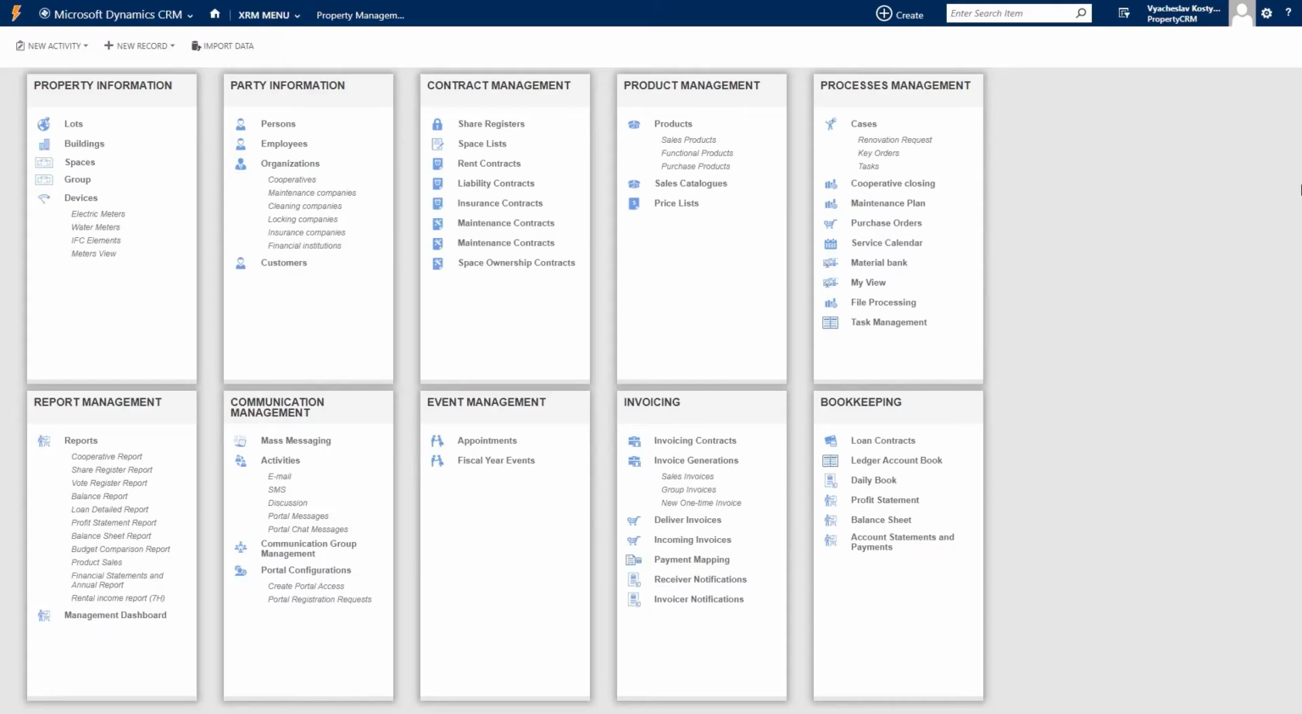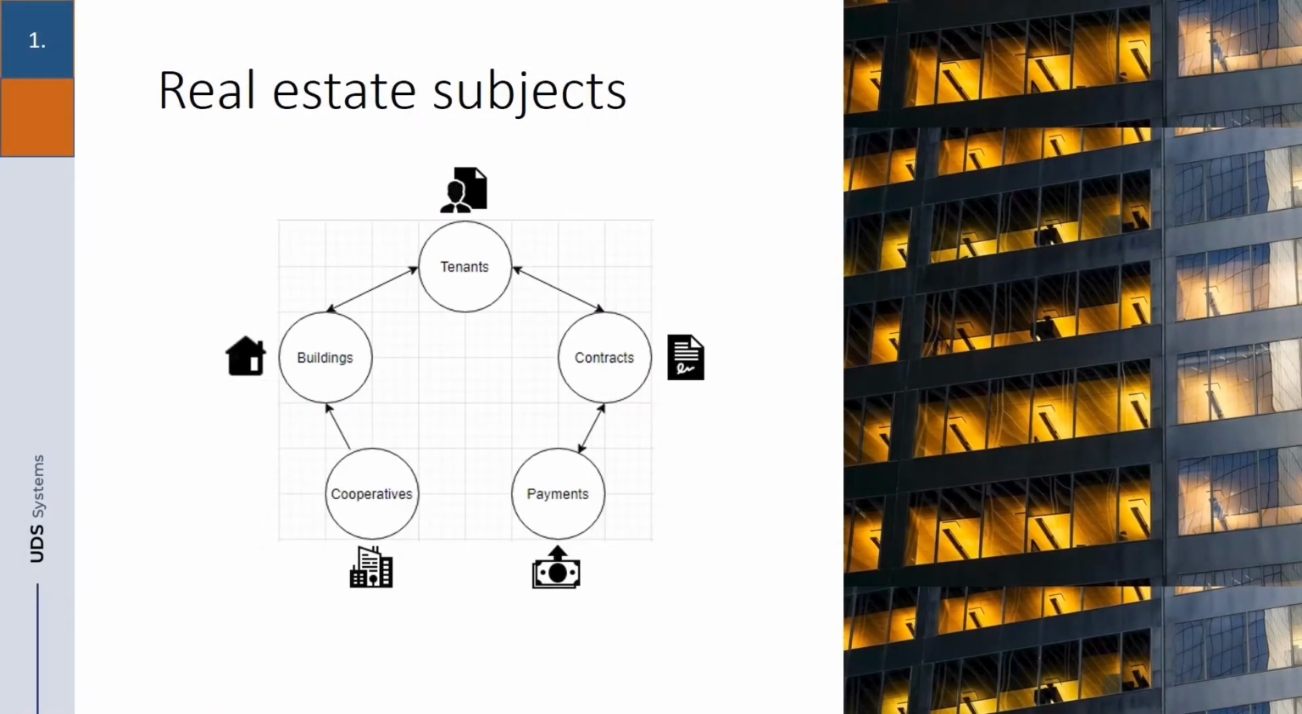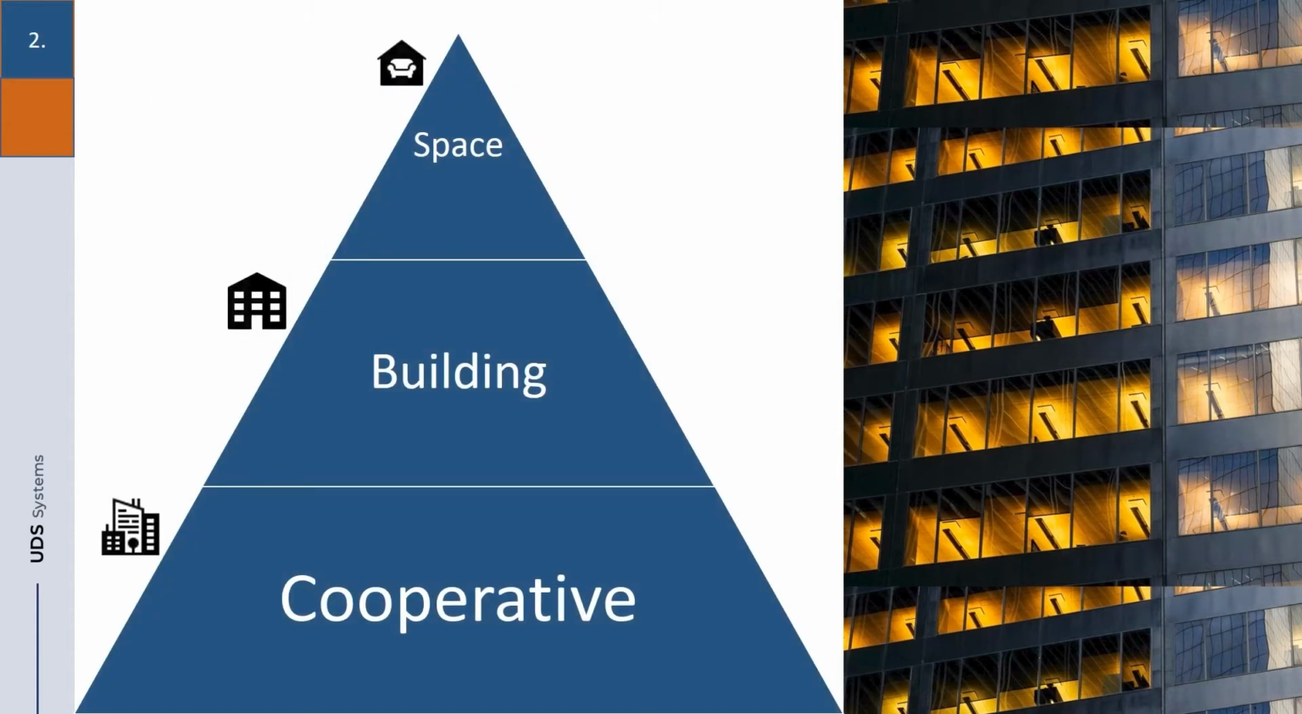Here is the interface of the solution. You can see an easy-to-use menu with quick access to all necessary items. In several clicks, you can get the necessary records in the system. The notifications in the menu will inform you about new records or warnings. The system is designed for the proper management of real estate subjects, like buildings, cooperatives, tenants, contracts, payments. A bit later, I will show you the order process.